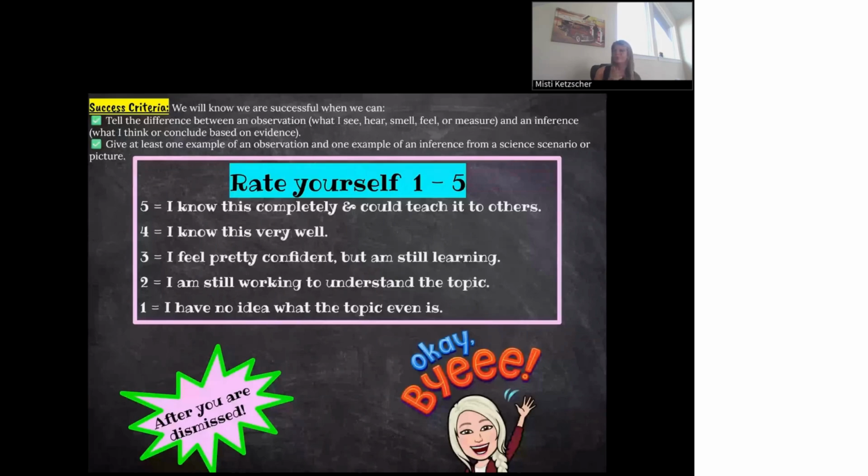Let's go ahead. Let's do a rating. We're running a little behind, so we won't have time for our reflection. I feel like we kind of reflected through the lesson, though. Looking back at our success criteria, I want you to go ahead and rate yourself 1 to 5 on how you feel you have done with this lesson. After you rate yourself 1 to 5, you are dismissed and free to go.